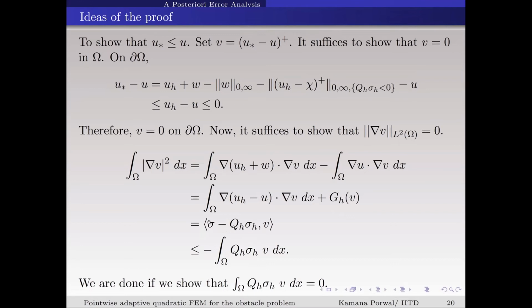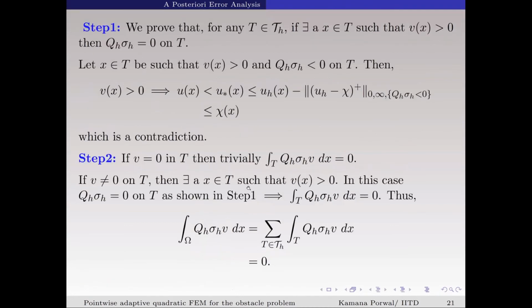So now we use the sign property of sigma. We know that sigma is non-positive. So we obtain that this term is bounded below by this term. And our claim is that this term is 0, that the integral of QH sigma times V over the domain omega is 0. And how do we realize this? We prove it in two steps.